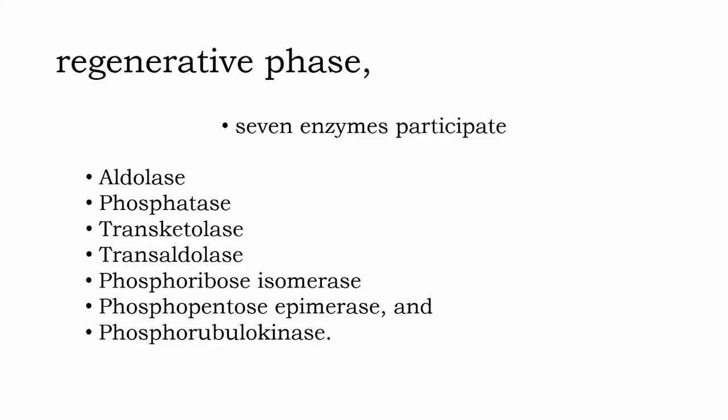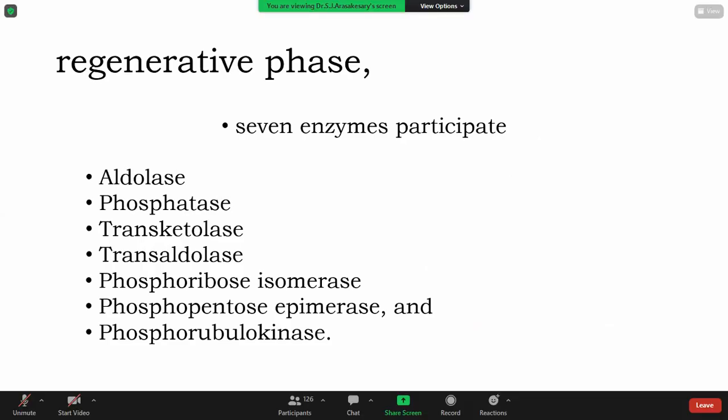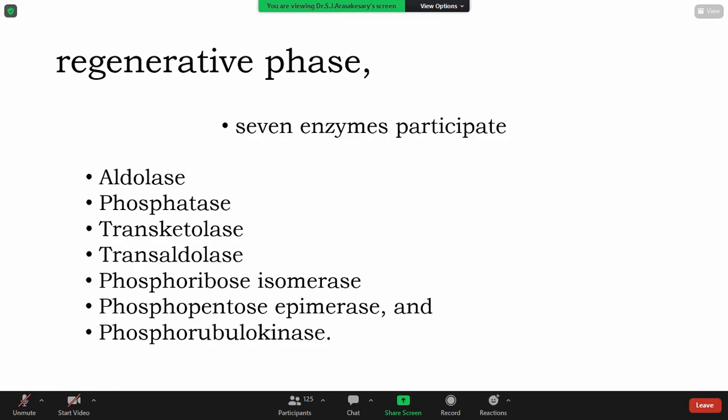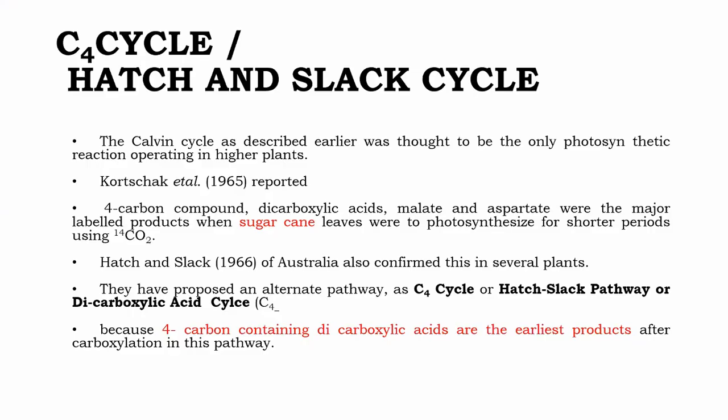Understood? How many enzymes are in the first phase? 1. How many enzymes are in the second phase? 3. And how many enzymes are in the third phase? 7. So total how many enzymes? 11. 11 enzymes are needed to complete this Calvin cycle. Okay? Now, that completes the C3 cycle, the Calvin cycle.